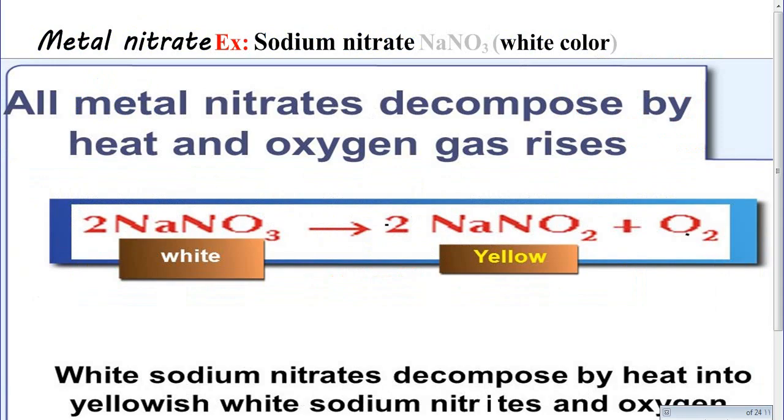The last example in our lesson, metal nitrates. Metal nitrate like sodium nitrate, NaNO3, which has a white color. By effect of heat it changes into metal nitrite, sodium nitrite, NaNO2, plus O2 evolves, or oxygen gas evolves.